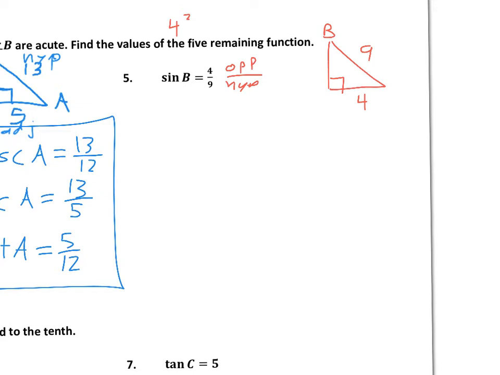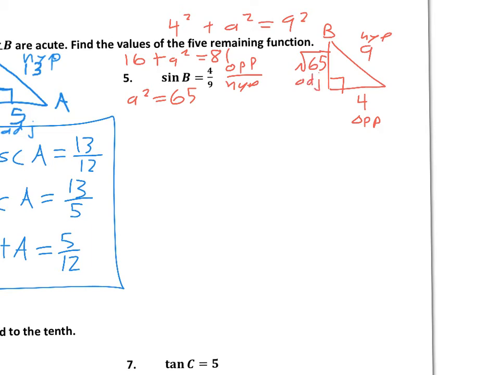4 squared plus, and I'll call this A squared, equals 9 squared. Alright, so moving over here, 16 plus A squared equals 81. Subtract 16, A squared equals 65. So A is going to equal radical 65. Let's label these sides. This is opposite. The 9 was the hypotenuse, and this one is the adjacent side.